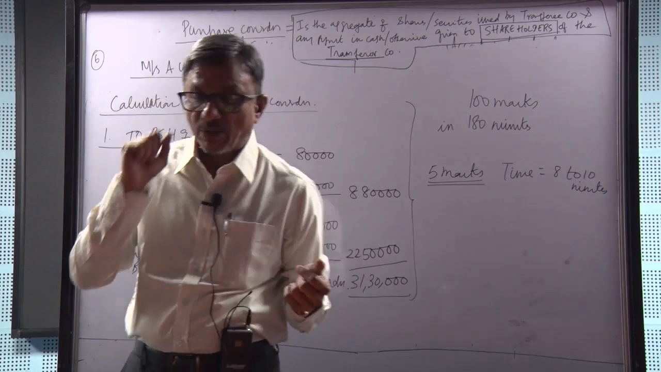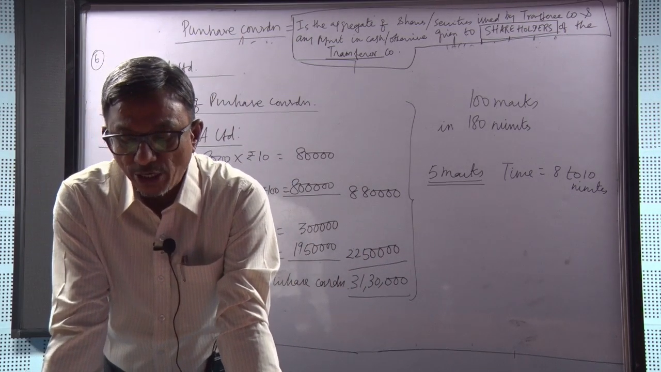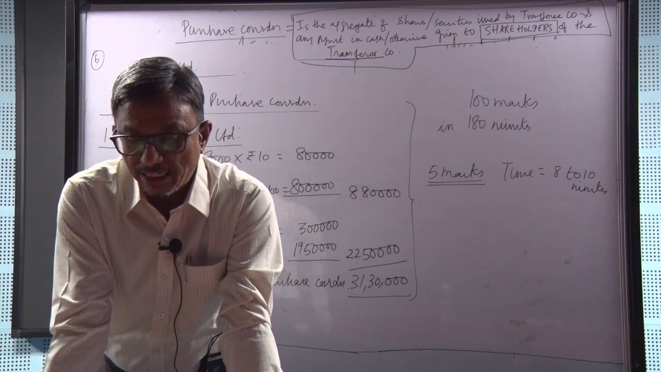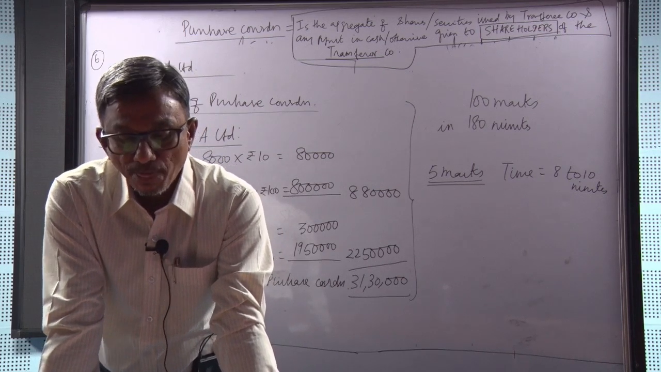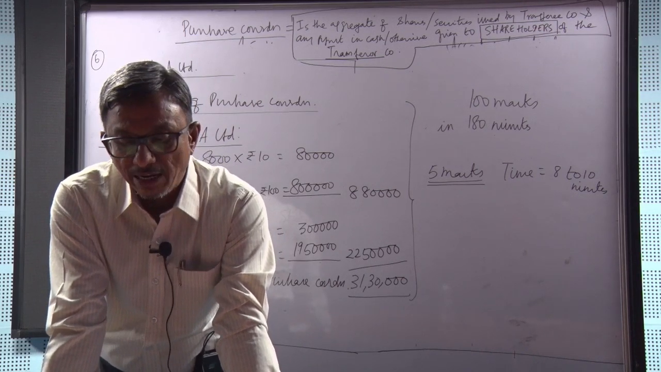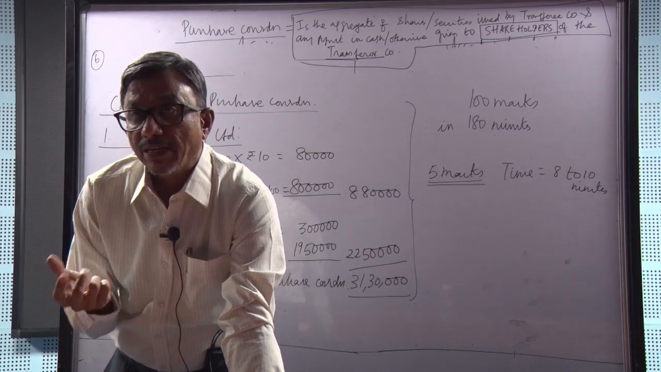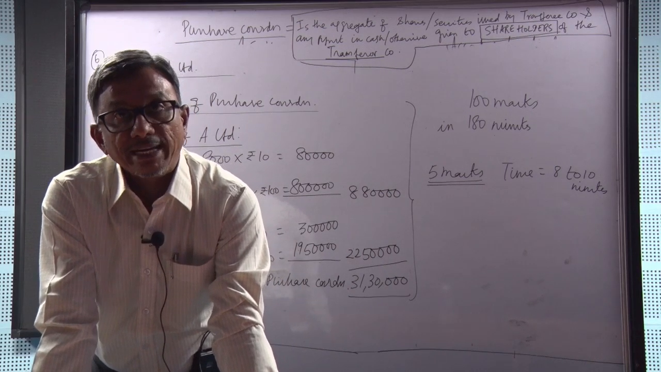Another adjustment is there, you have to remember. B made a profit of 20% on sale to A. So while B sold the goods to A, they made a profit of 20% on sale. So out of the goods in stock of A Limited, some goods would have been purchased from B, and it's still there. But in that goods, the profit added by B will be there.